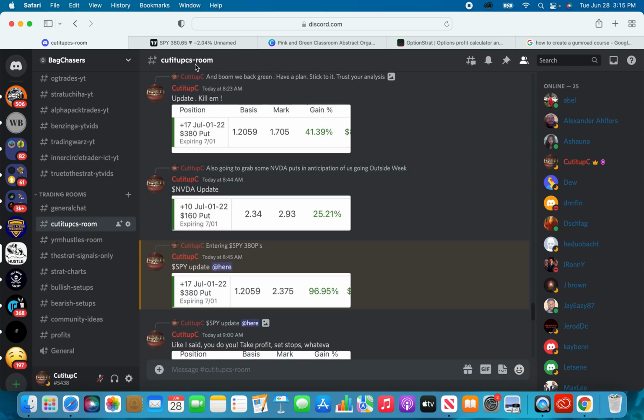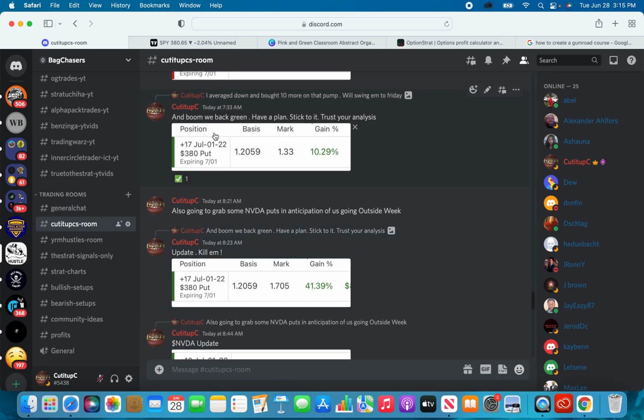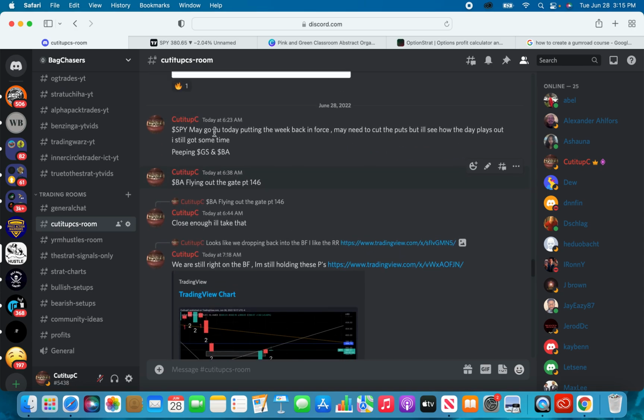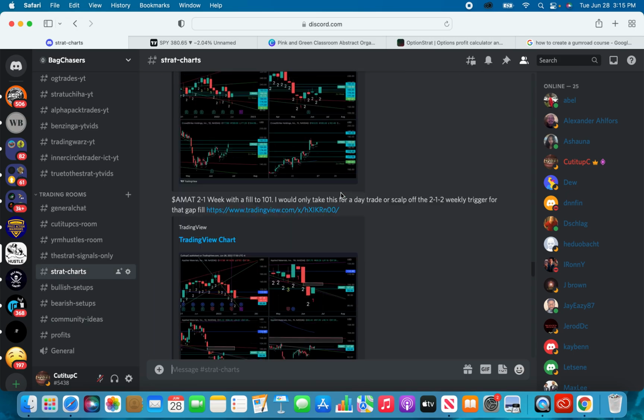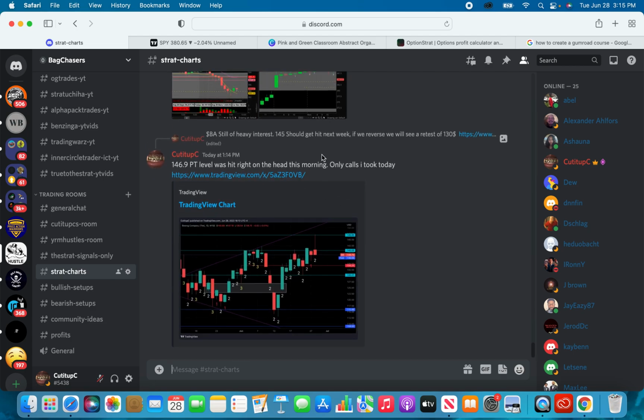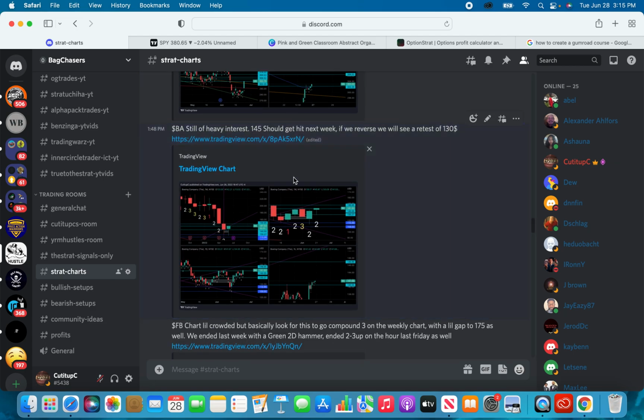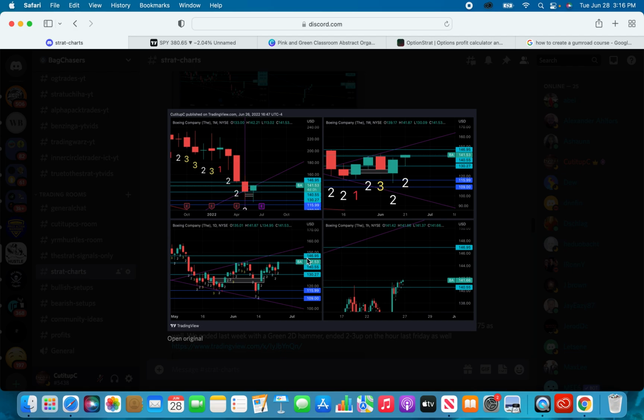All right, so next trade we took was, let me go over BA actually. So BA flying out the gate, PT 146. I posted this in here on the strat charts. This is one that I was looking at. Still have heavy interest. 145 should get hit next week. If we reverse, we see a retest of 130. All right, so this was my chart for BA.